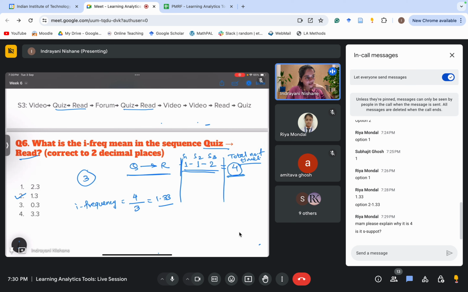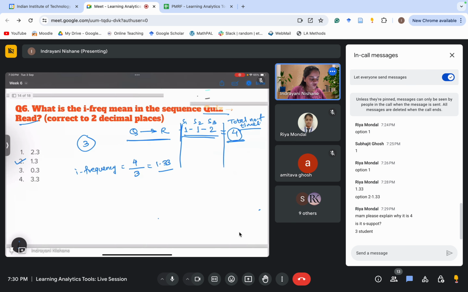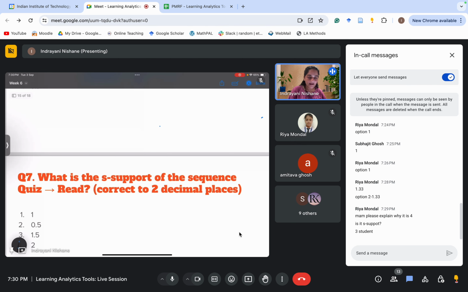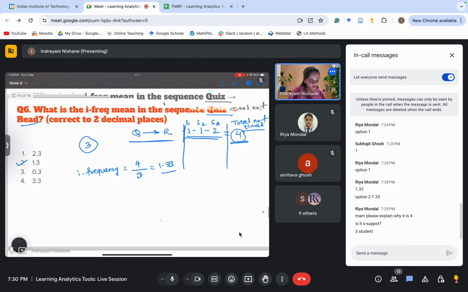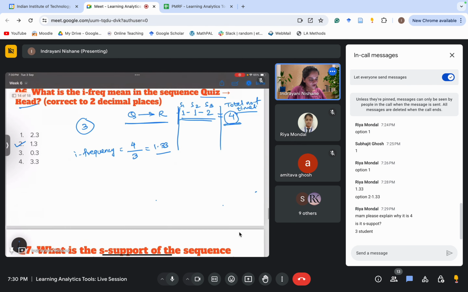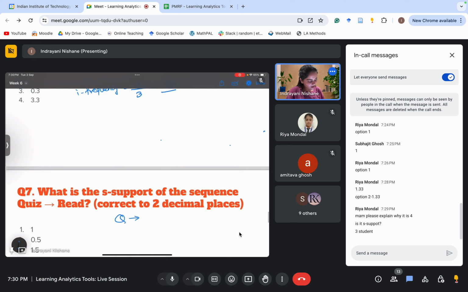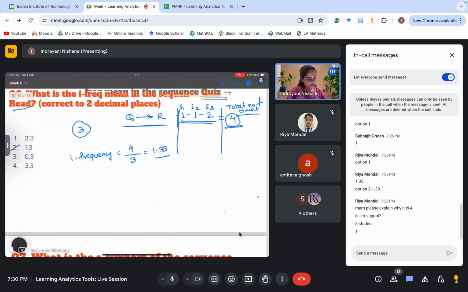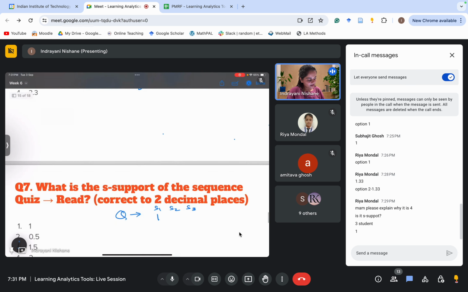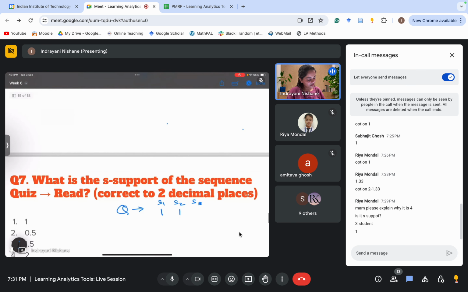No, it is not S support. S support is how many students have it. Out of total students, how many students have it? So the next question is S support for this same action sequence, quiz to read. So quiz to read, S1, S2 and S3. For S1 it occurred once, for S2 it occurred once, and for S3 it occurred twice.